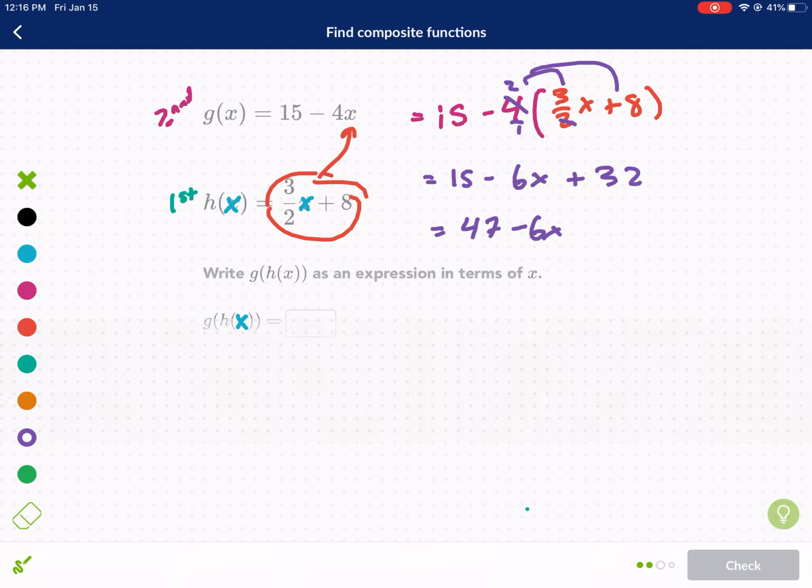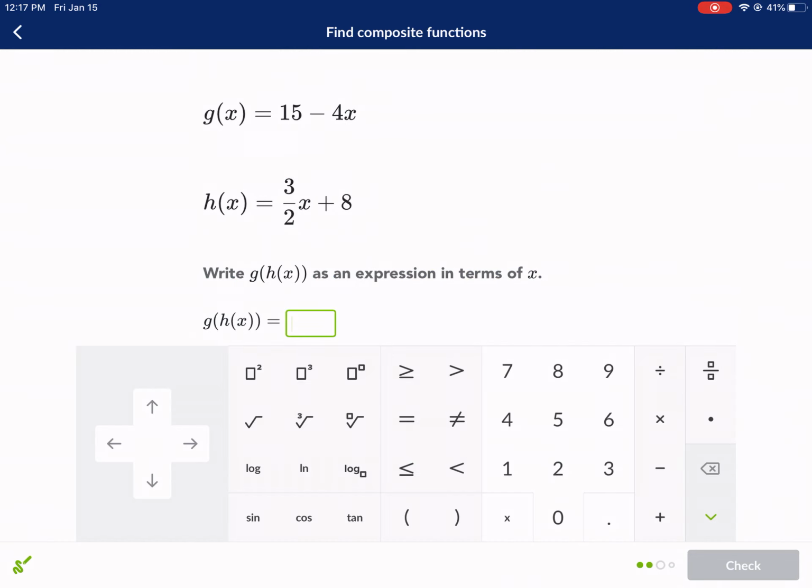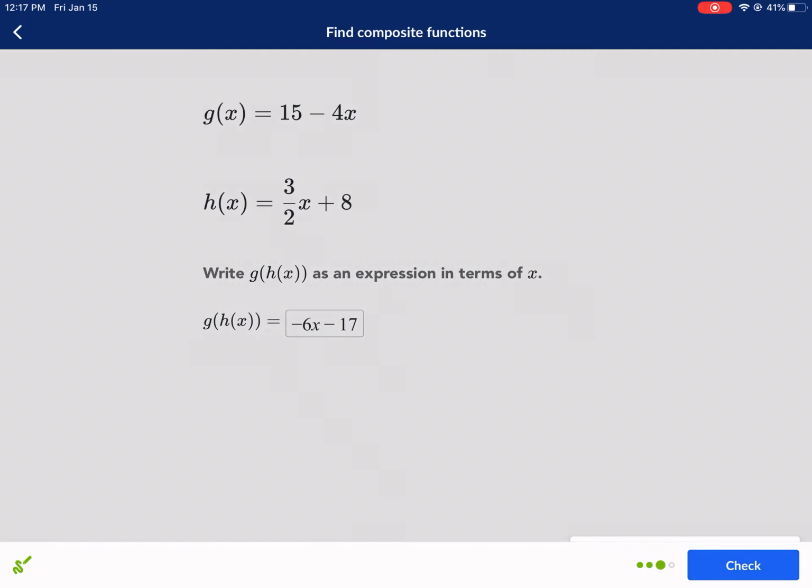Oh, I'm sorry. It's a minus 4, isn't it? So that's going to be minus 32. Sorry. Forgot the minus 4. So this is going to be minus 32. I knew something wasn't right. 15 minus 32 is going to give us negative 17. Right? That's correct. Negative 17, yes, minus 6x, and that's it. So I'm going to actually write it in standard form, negative 6x minus 17. Negative 6x minus 17. See if it will take that as an answer, and it did.